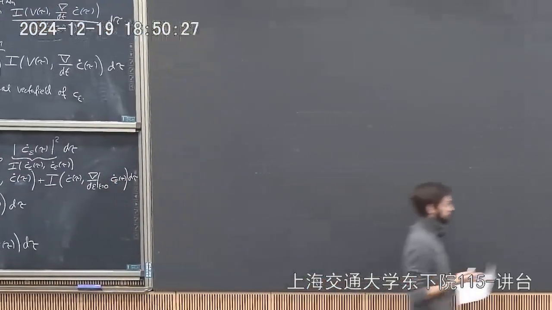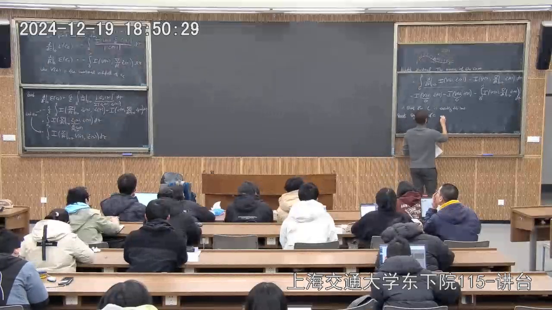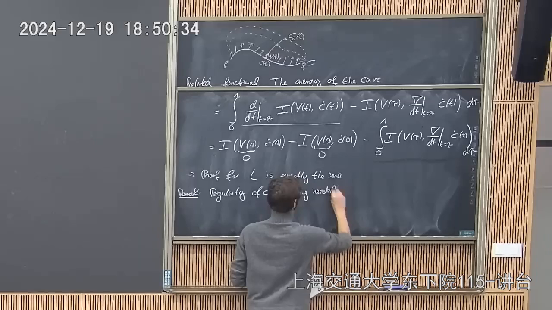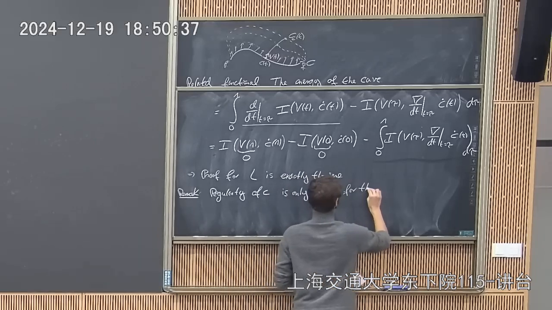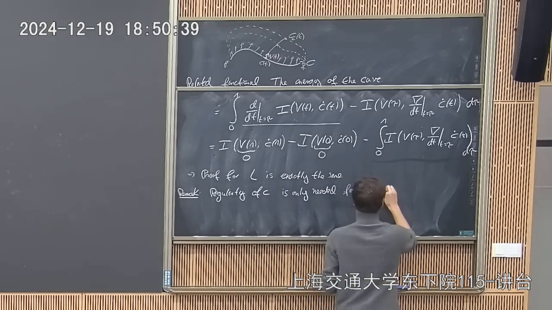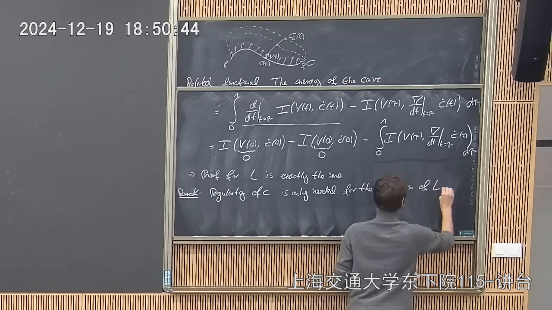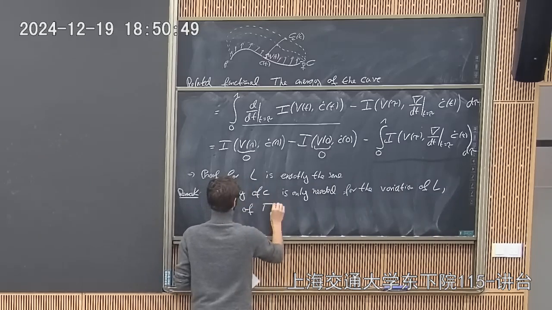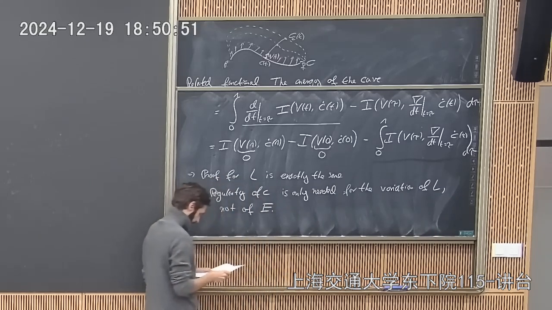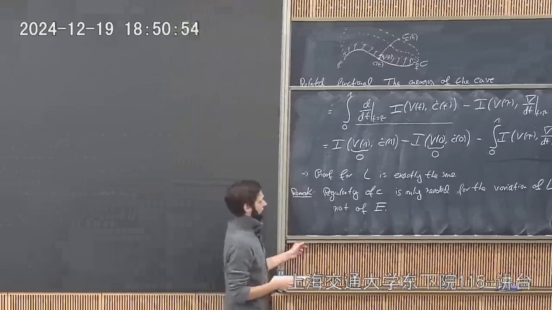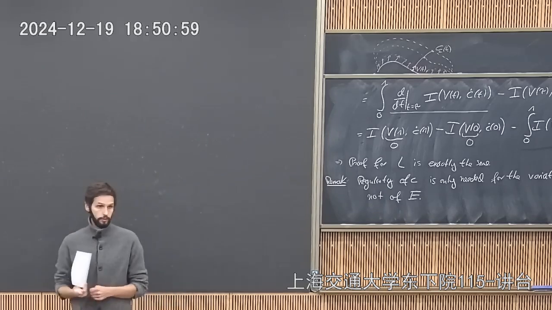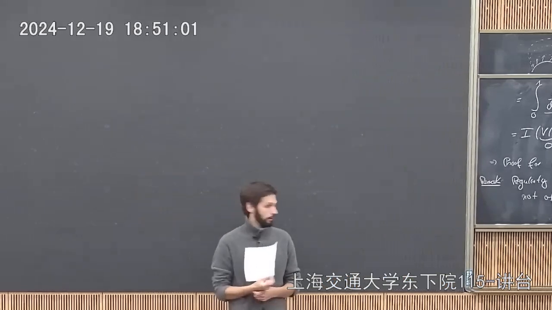So C is only needed for the variation of L, not of E. And problems like that are usually the reason why the energy functional is slightly better behaved than the length.